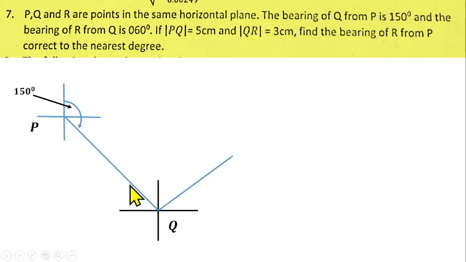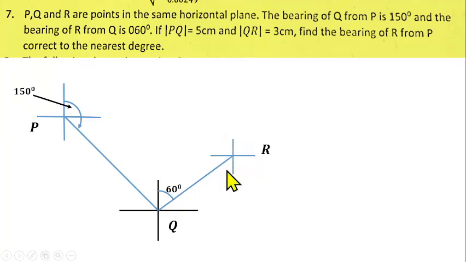That means from here to here is 5 cm, and then from Q to R is 3 cm. So this line should be longer than this one. The bearing of R from Q is 60, so from here to here should be 60 degrees. So 60 degrees is here, and here you'll be having point R.